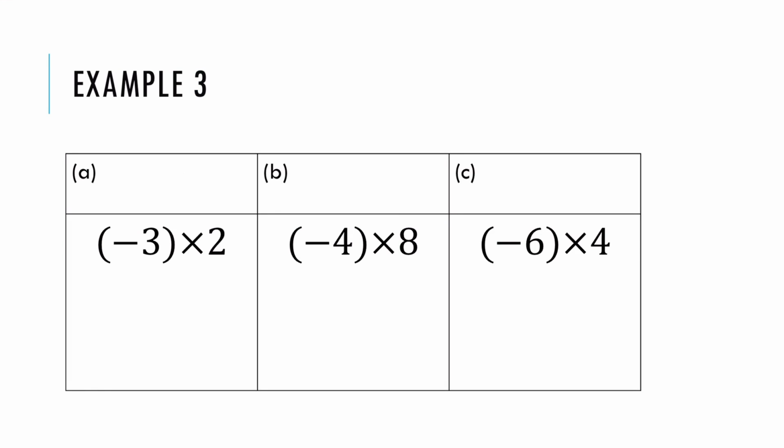So here we have negative 3 times 2. One's negative, one's positive, the answer is negative. Negative 4 times 8, again one's negative, one's positive, the answer is negative 32. And negative 6 times 4, one's negative, one's positive, the answer is negative 24.